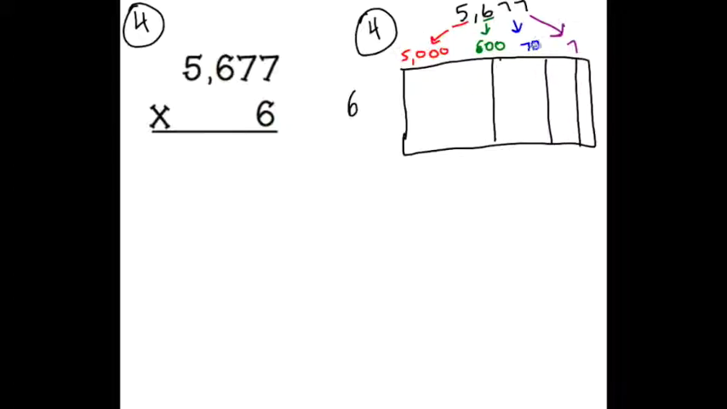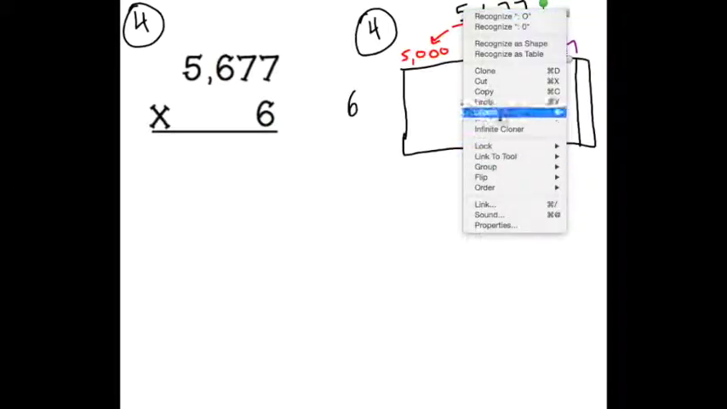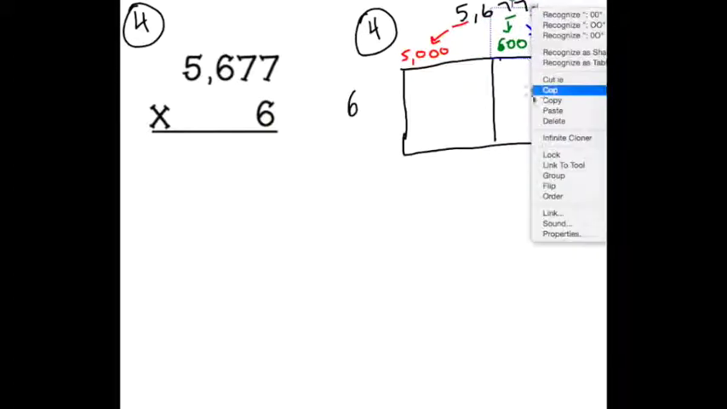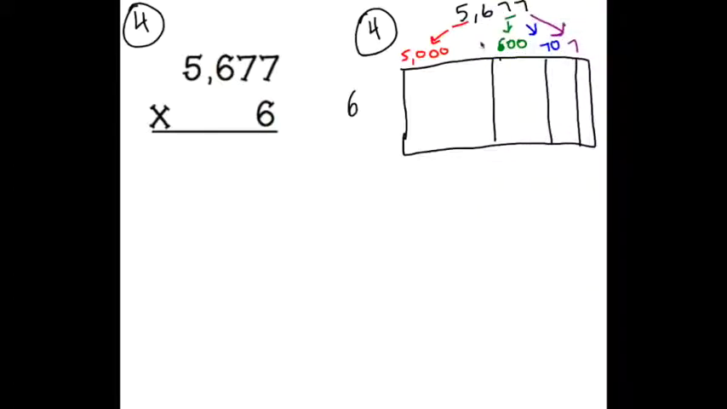And now I have a SMART Notebook file, so I can arrange this a little bit how I want it. Oops, I don't want my 70 sideways. But when you're doing it at home, you kind of have to think ahead a little bit, huh? Because you can't move your numbers like this. I guess you could erase if you're not using a crayon. Okay. So this is the 7, the 70, the 600, and the 5,000.